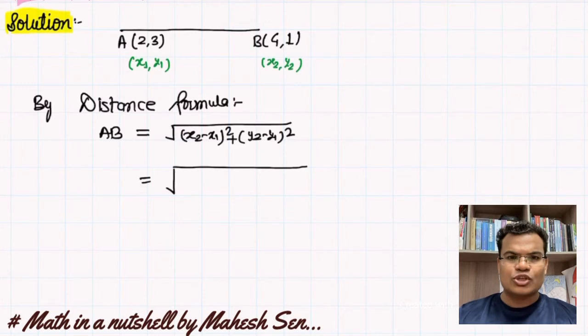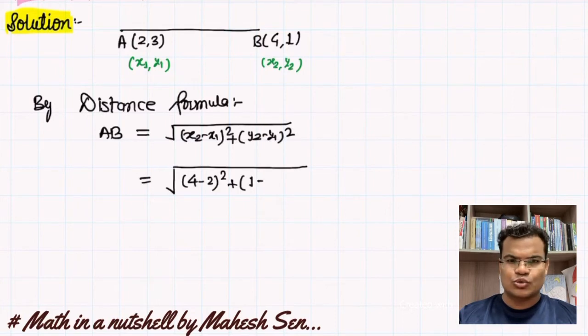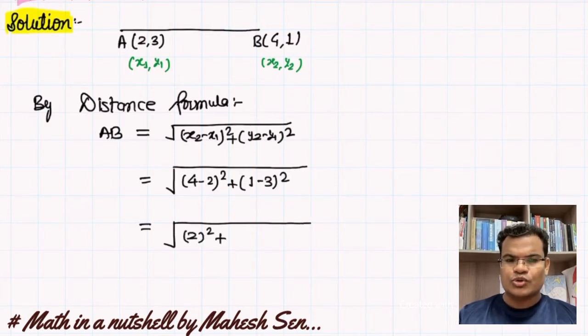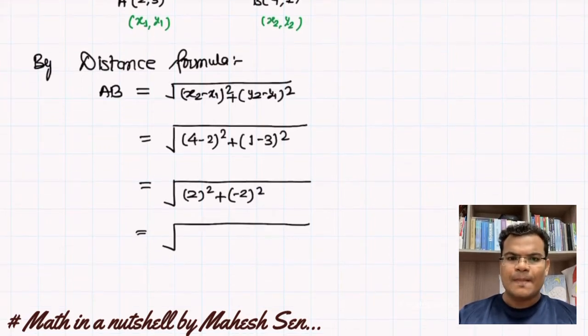So for x2 and x1 we can see here 4 minus 2, because x2 is 4 and x1 is 2, and (1 minus 3) whole square. Further we solve: 4 minus 2 is 2, 2 square, plus 1 minus 3, that is minus 2, square. And after this, 2 square is 4 plus 4, so under root 8.